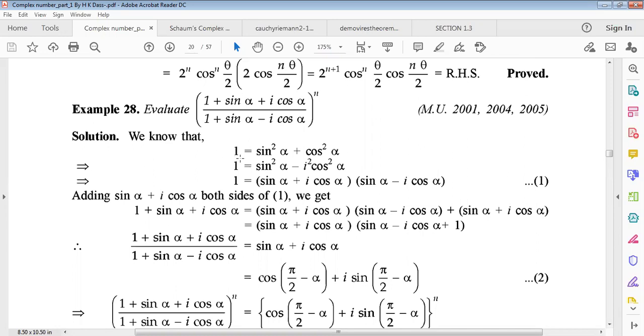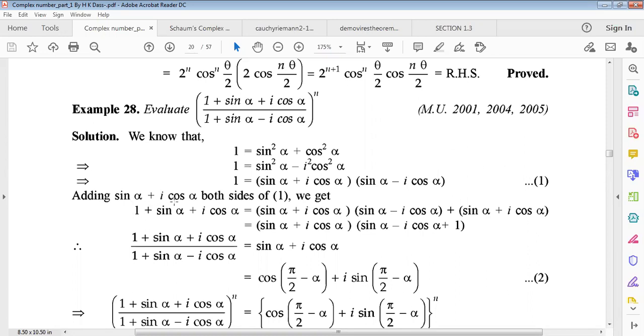First of all, we know that 1 equals sin square theta plus cos square theta. And this 1 can be written as 1 equals sin square alpha plus cos square alpha, and minus 1 equals i square, right? So 1 equals sin square alpha minus i square cos square alpha, which can be written using the a plus b into a minus b formula. This is equation number 1.